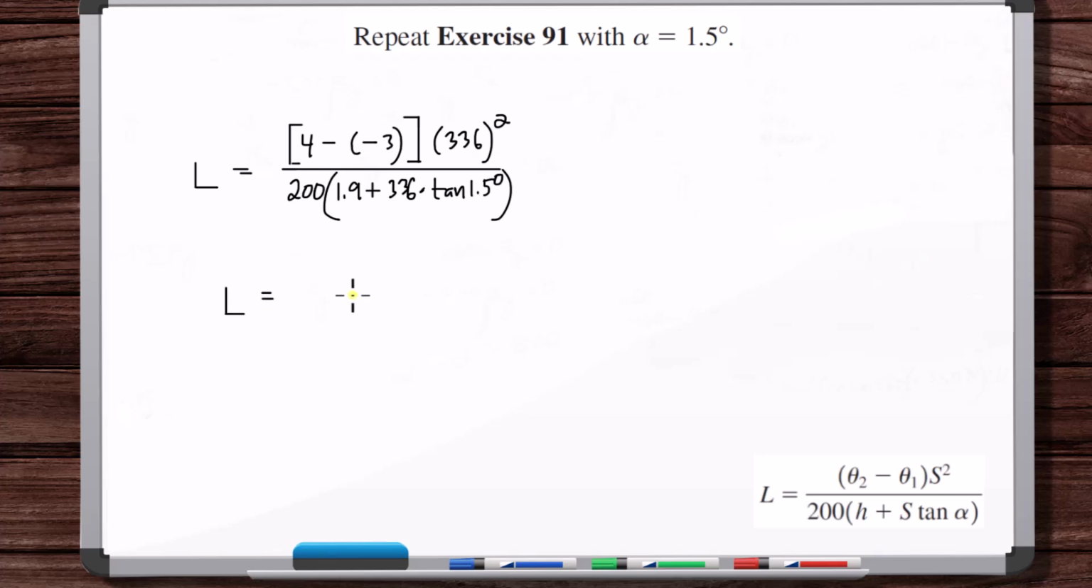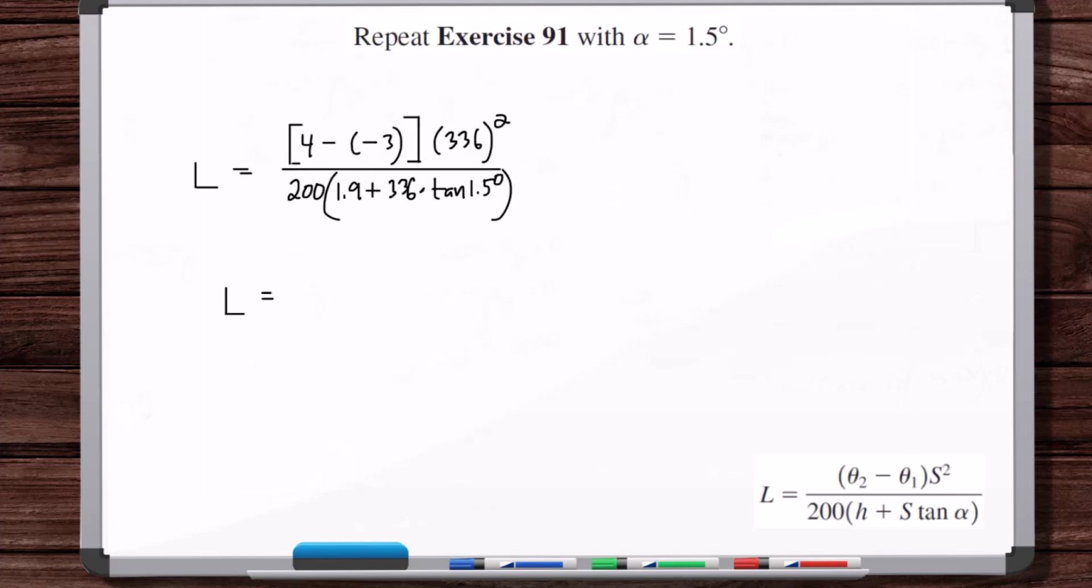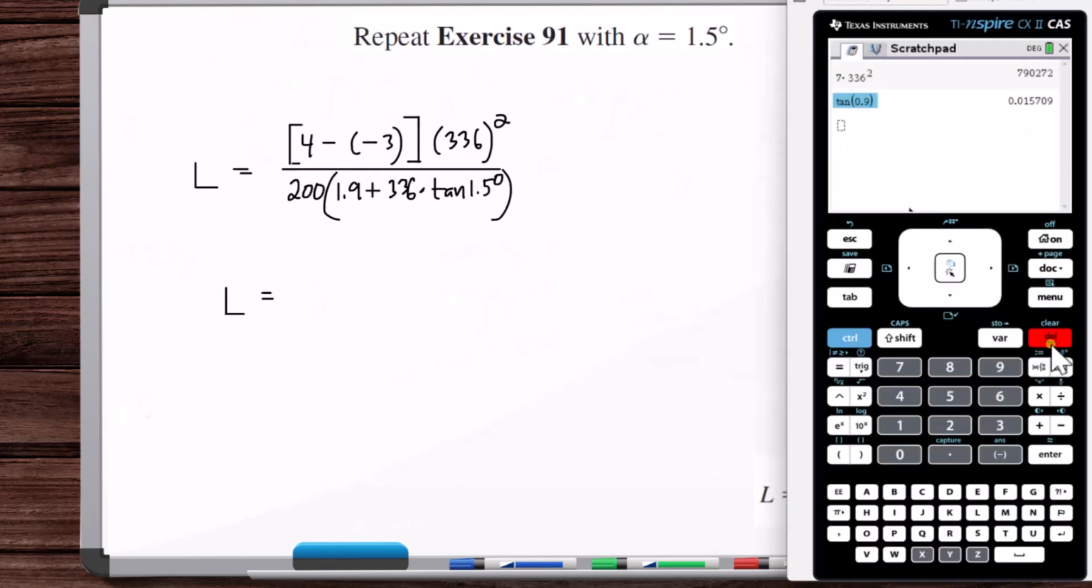And so we can think about this before we do the calculation. I imagine the L is going to be less, right? Because it's going to lower S. Ideally, right now, it would be pointing like this, so you can have the full range of the headlight. So we expect L to go down here. So, okay. You've got 4, so that's 7. So 336 squared times 7.